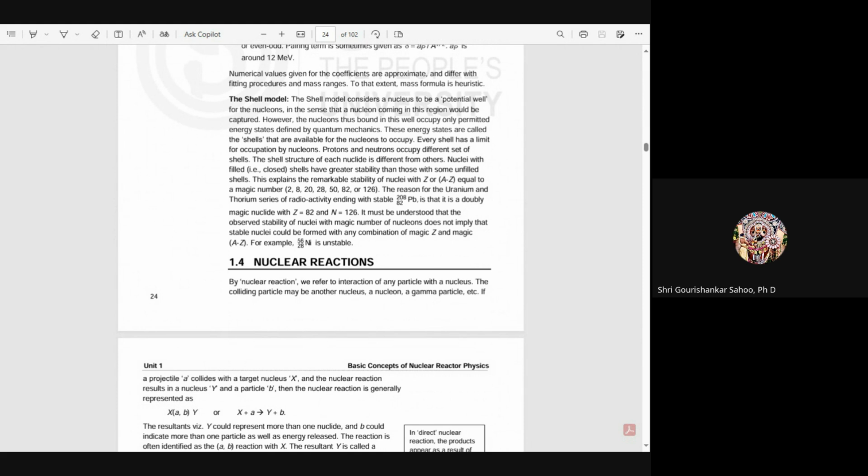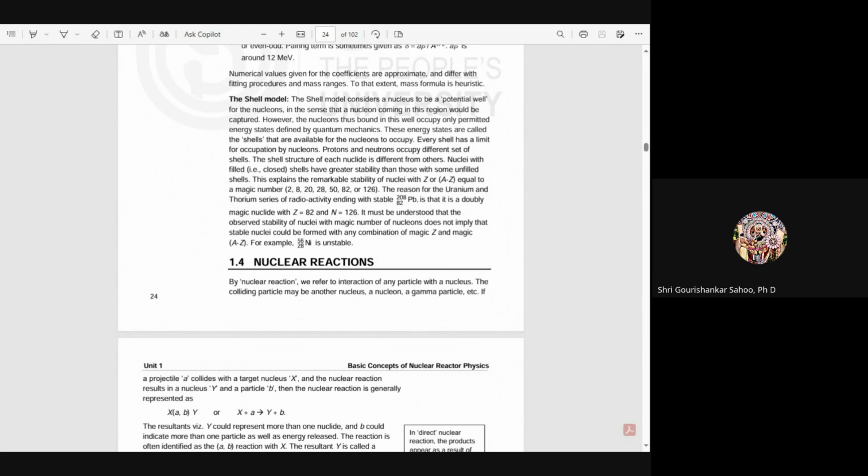These energy states are called the cells that are available for the nucleons to occupy. Every cell has a limit for occupation by nucleons. Protons and neutrons occupy different sets of cells. The cell structure of each nucleus is different from others. Nuclei with filled cells have greater stability than those with small unfilled cells.